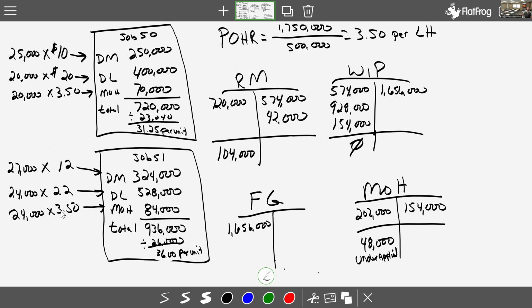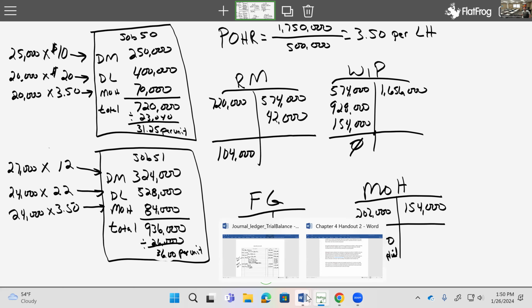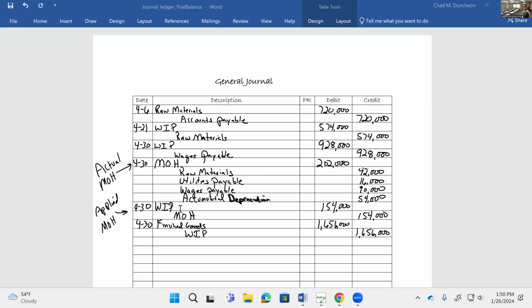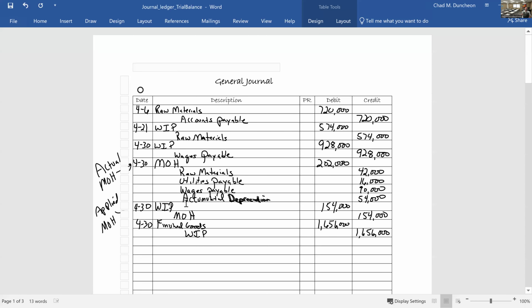Use the same rate of $3.50, only job 51, remember, used 24,000 hours of direct labor to get a manufacturing overhead of 84,000. We add those together and we get 154,000. That is the amount that we need to put into our general journal. Okay, that happens here on the 30th, the applied manufacturing overhead.